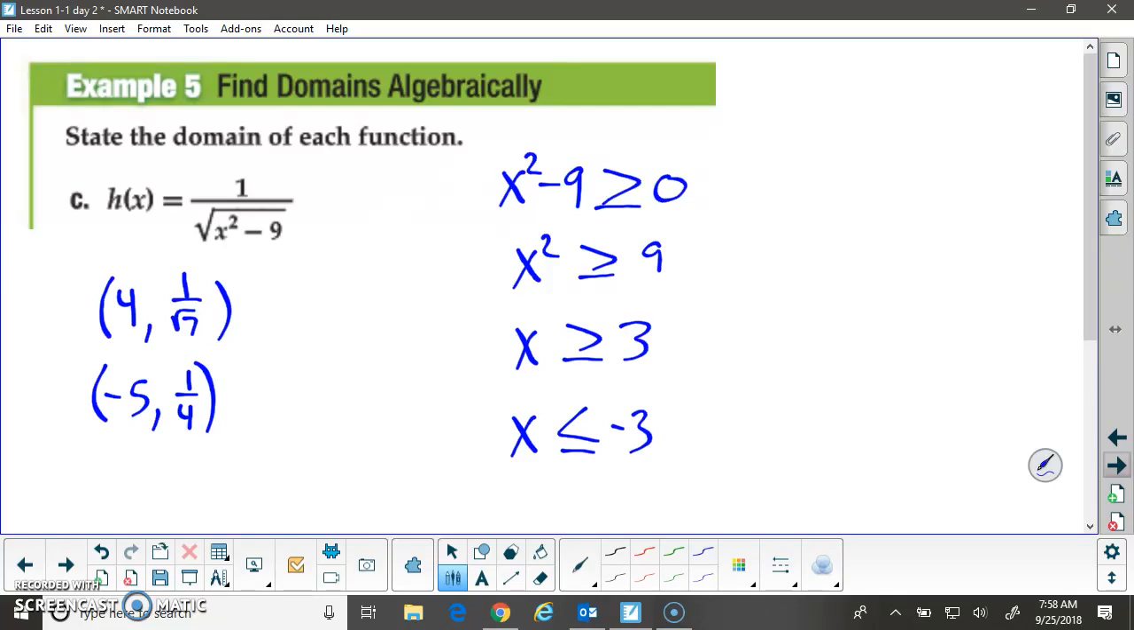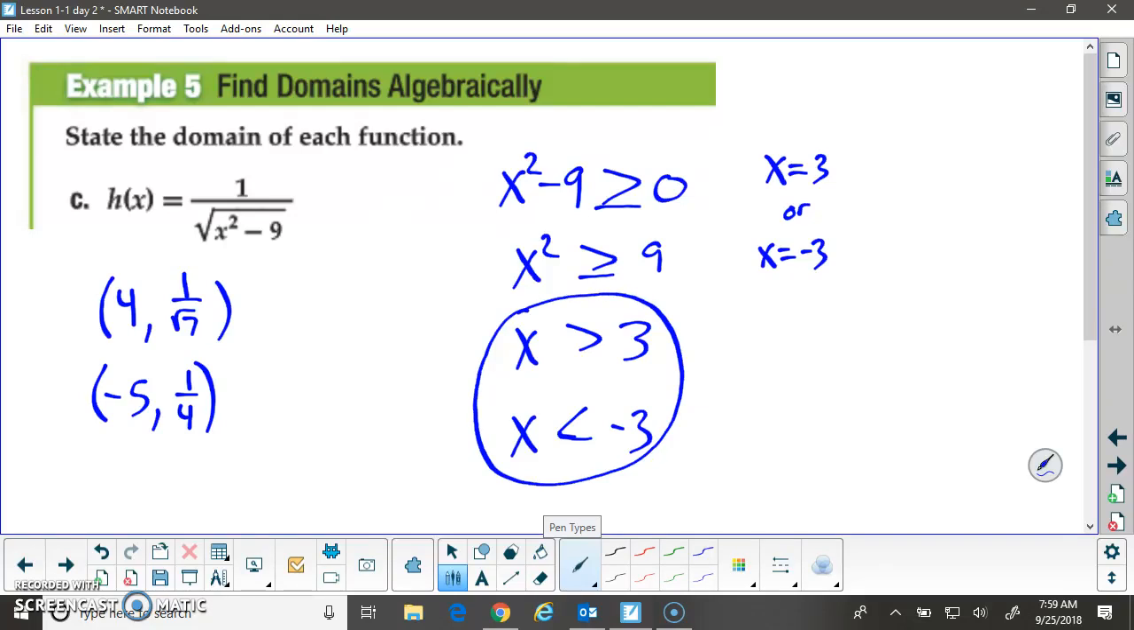Now let's deal with the can't have a 0 in the bottom of the fraction. If we put x equals 3 or x equals negative 3 into this function, that would produce a 0 in the denominator. So what I'm going to do is take the equal to part off. And so this is going to be our solution. X value is greater than 3. X value is less than negative 3.